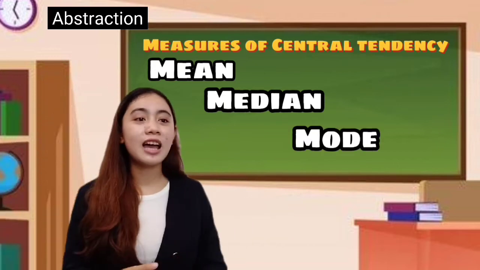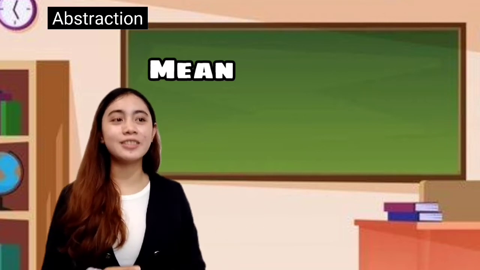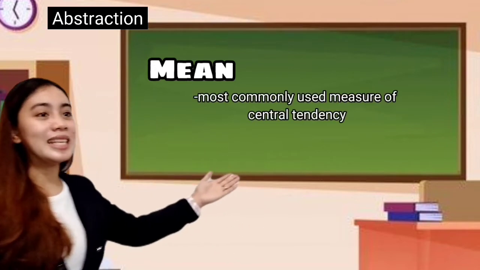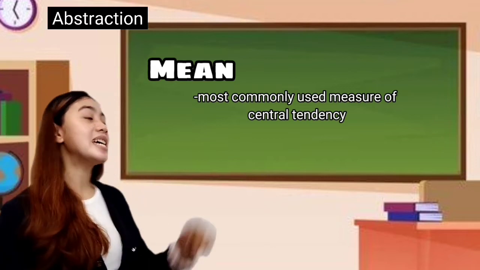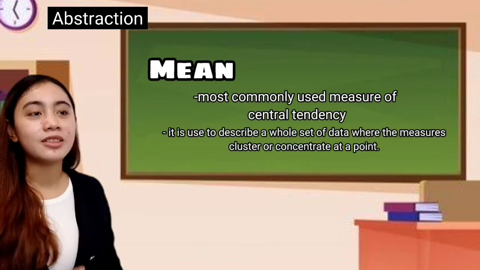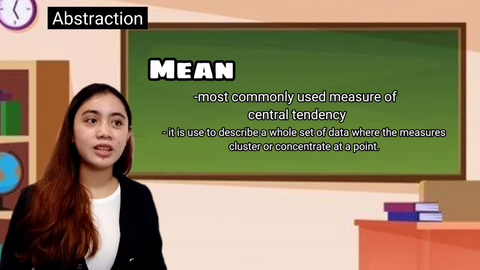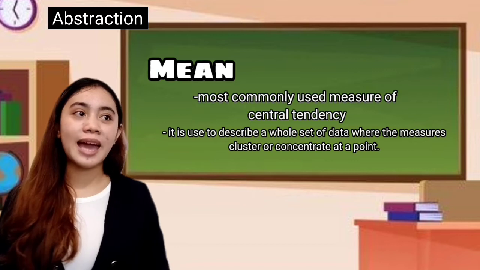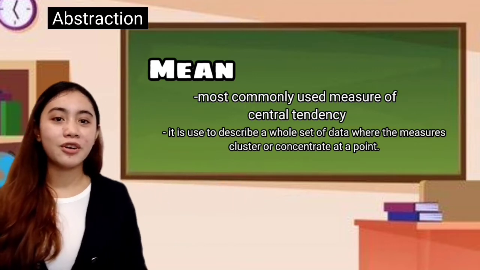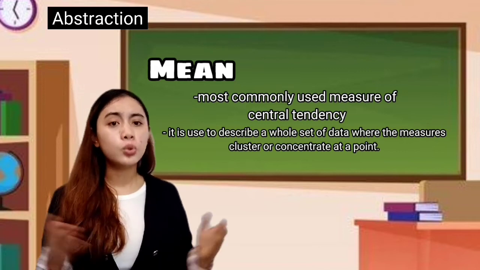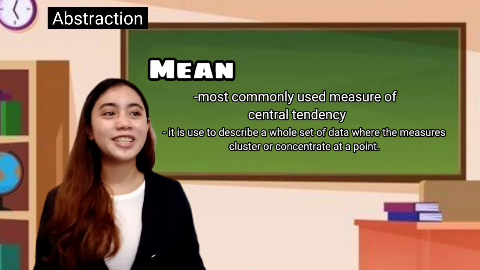So let us first tackle the mean. What is the mean? The mean is the most commonly used measure of central tendency. It is used to describe a set of data where the measures cluster or concentrate at a point. It is found by adding the values of the data and dividing it by the total number of the values of x. So when we speak of the average, we always refer to the mean.